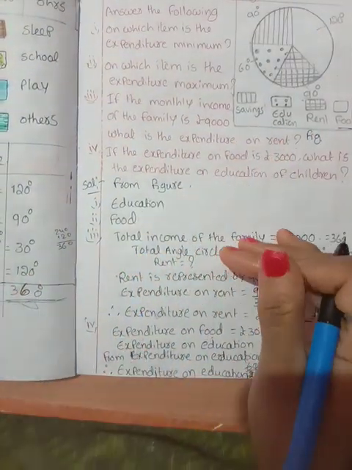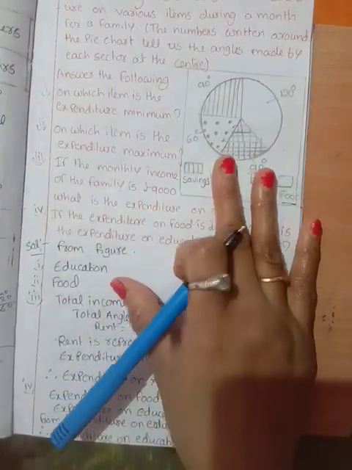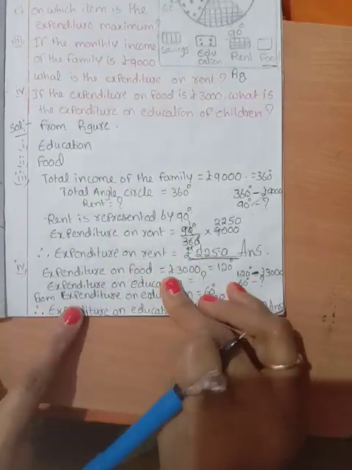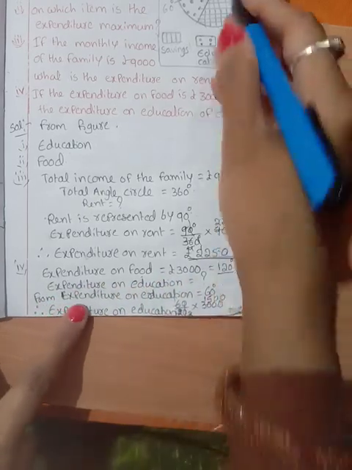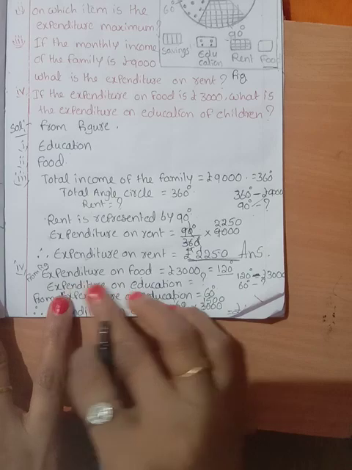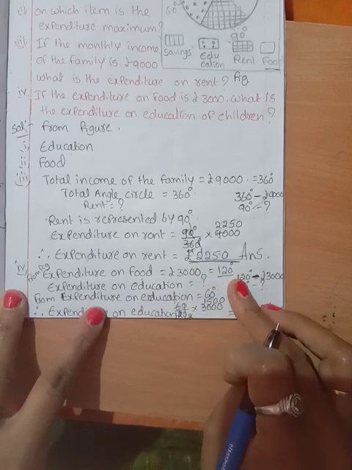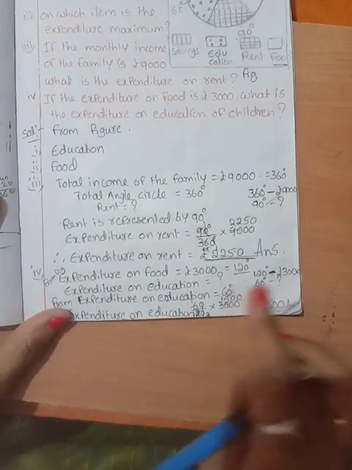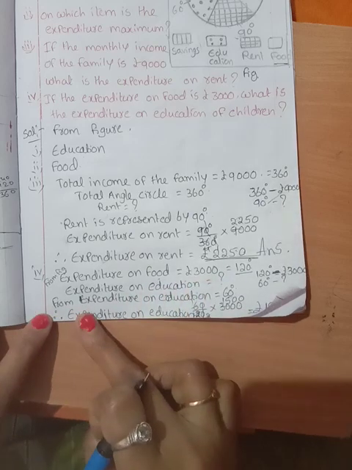This chapter is also finishing. You can understand all five problems of the exercise step by step. Expenditure on food is represented by its angle from the figure. The given data here is 3,000 rupees, and expenditure on food is represented by 120 degrees from the figure. There is no space, so you can directly write it. You can find the expenditure on education from the figure.